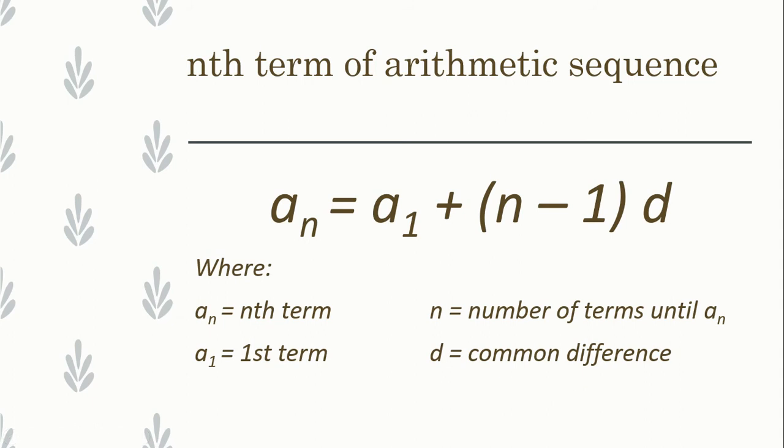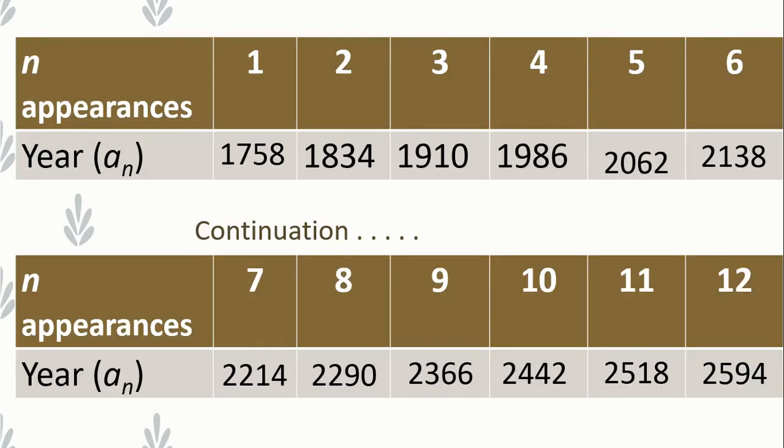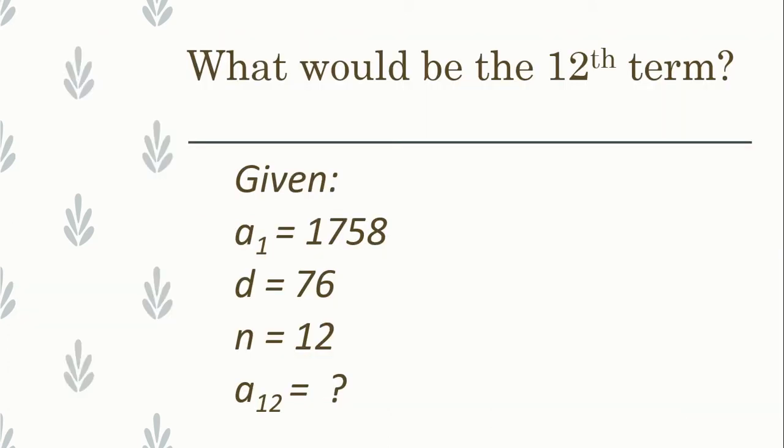Using this formula that we have just derived, we will try to verify that the 12th year of appearance of Halley's Comet is indeed 2594. But before that, let's identify the given. We know that the first appearance is 1758, and the common difference is equal to 76. And since we are evaluating the 12th term, we let the value of n as 12. And the 12th year of appearance is being asked.